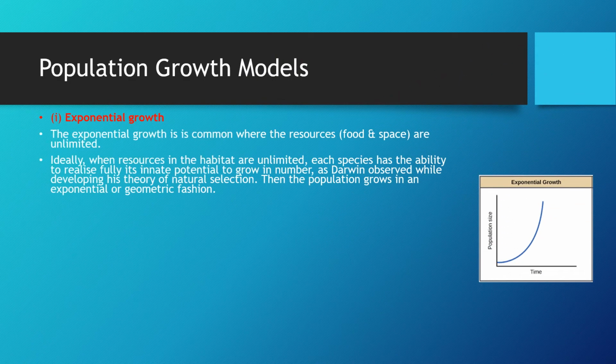There are two types of population growth models. The first type is the exponential growth. It is common where the resources like food and space are unlimited. Ideally, when resources in the habitat are unlimited, each species has the ability to realize fully its innate potential to grow in number. Then the population grows in an exponential or geometric fashion.